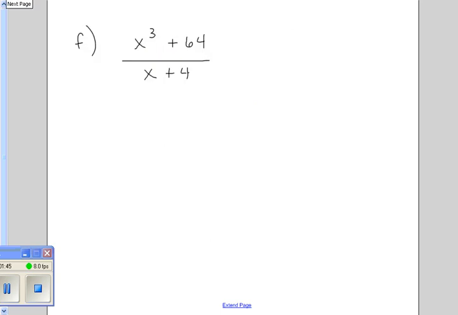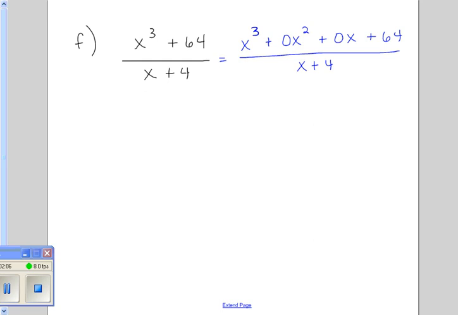Okay, f, kind of the same thing. We have x cubed plus 64 divided by x plus 4. So this means if I have x cubed, I have to have a placeholder for x squared and a placeholder for x. So I have to see that exponent count down. So if I have x cubed, I must have x squared, x to the first power, and then the constant. So when I list my coefficients, it would be 1, 0, 0, and then 64.